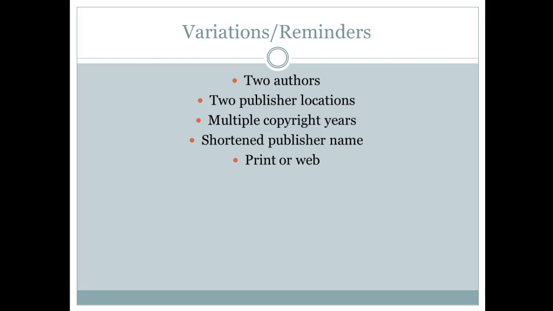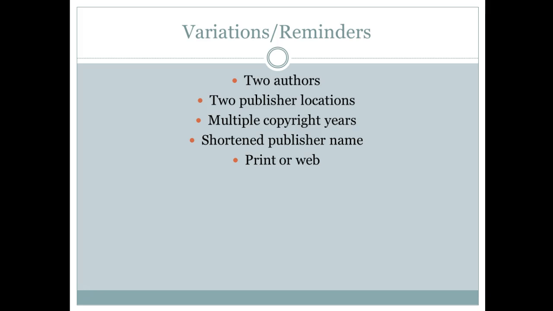So we just want to keep them in the same order how they're listed. In a works cited entry, we do the last name, first name, and first name, last name. We only reverse that first author. Okay. Sometimes if you have two publisher locations, you pick the one closest to you. That's more likely the one you have in your hands.